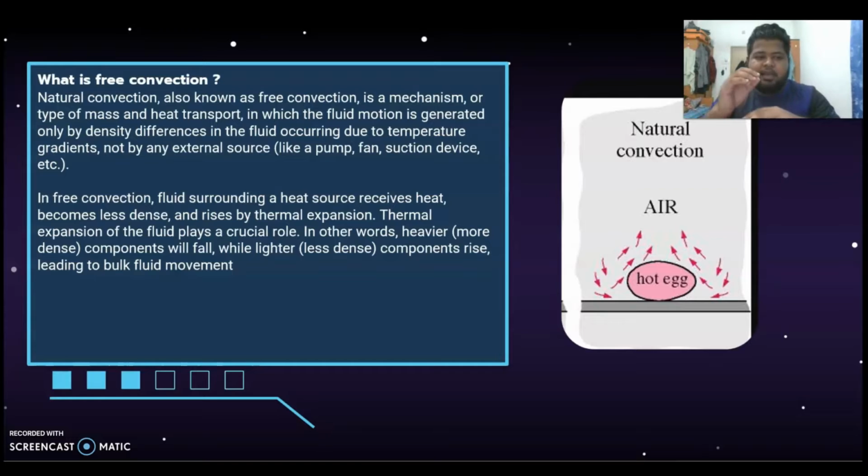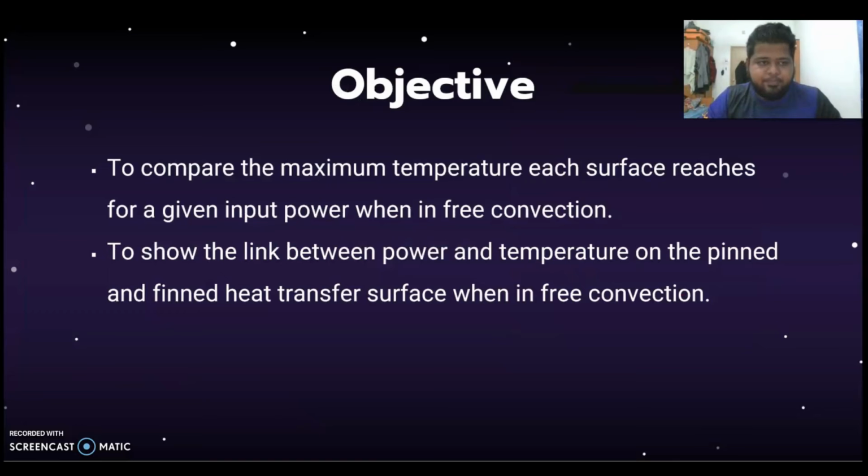In other words, heavier components will fall while lighter or less dense components will rise, leading to a bulk fluid movement. The picture on the right shows an illustration of natural convection or free convection, where heat from the egg rises up and the hot egg cools down.